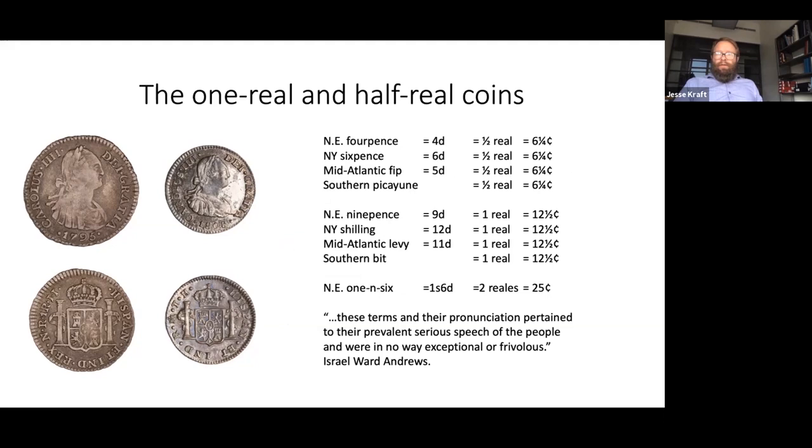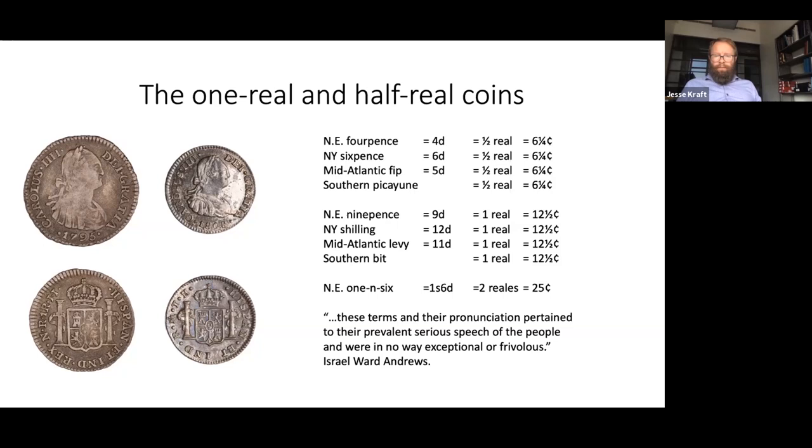To the right here, we have a chart of the different names and values of these 2 coins and where they circulated up and down the East Coast. In New England, the 4 pence, the New York 6 pence, the Mid-Atlantic fip, and the Southern picayune were all the same coin, the half real, and they were all equal to 6 1/4 cents, even though they're worth 4, 6, and 5 pence in the different states. And the same goes for the 1 real, they're all worth 12.5 cents, but had different values in the respective state shilling pence systems.